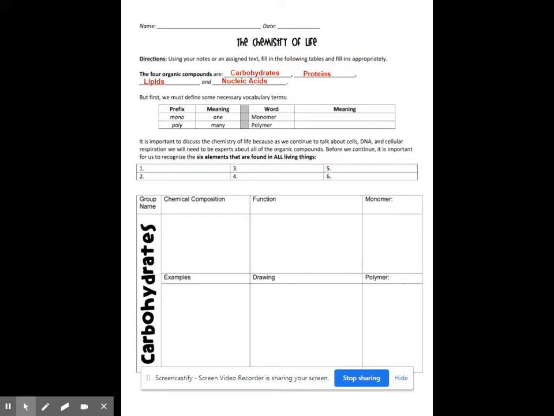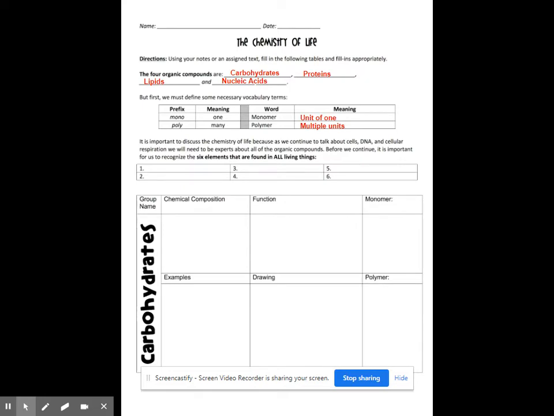So in this next box, we have the prefix mono and poly. The prefix mono means 1. So a word using that prefix, monomer, means a unit of 1. So a 1 of something. And then poly means many, so a polymer means it's got multiple units. Multiple monomers are strung together to make a polymer.